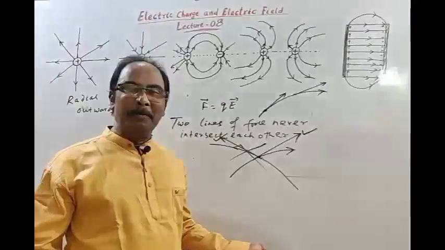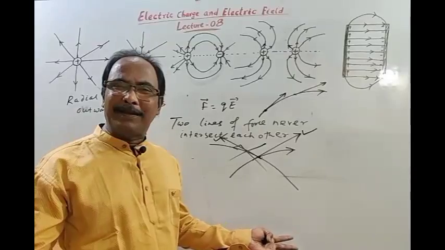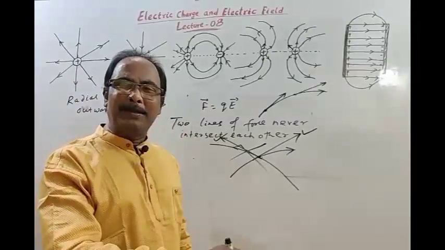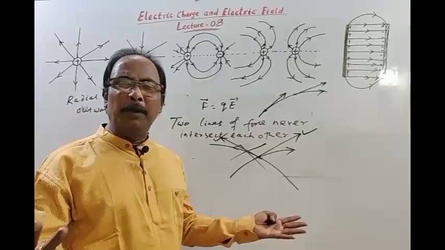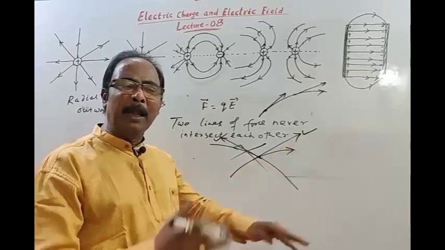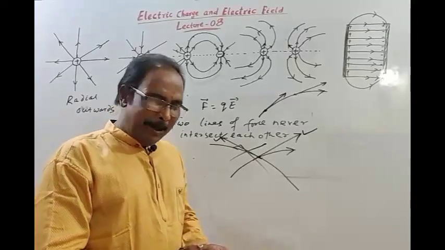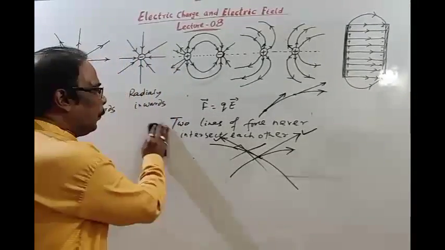So two lines of force never intersect each other, because if they intersect, at the point of intersection there will be two tangents showing two directions of electric field, which is not possible. Okay. Then another basic concept we know.